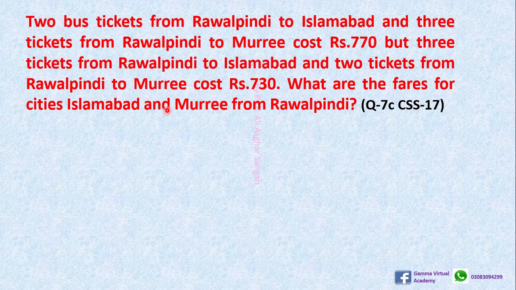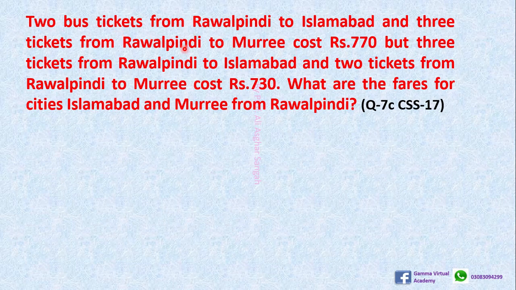Okay, now we have question number C. Two bus tickets from Rawalpindi to Islamabad and three bus tickets from Rawalpindi to Murree cost 770. But three tickets from Rawalpindi to Islamabad and two tickets from Rawalpindi to Murree cost 730. Here we have two routes. One route Rawalpindi to Islamabad and other route is Rawalpindi to Murree. Means one is common. Rawalpindi is common. Okay, starting point.